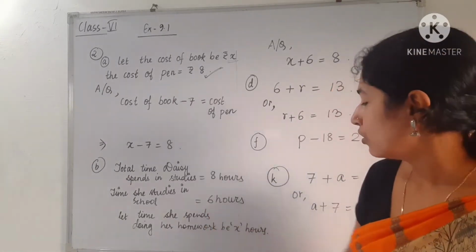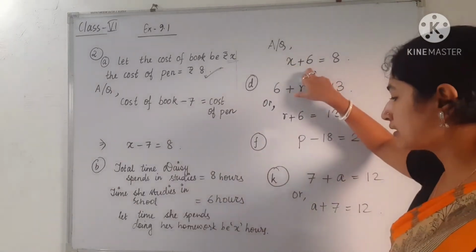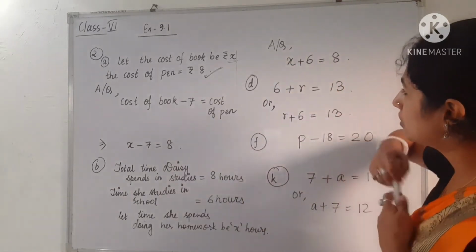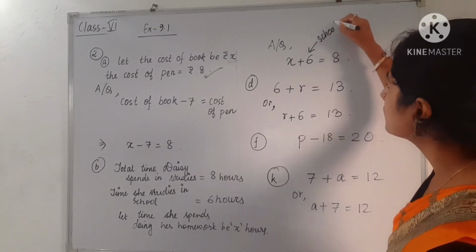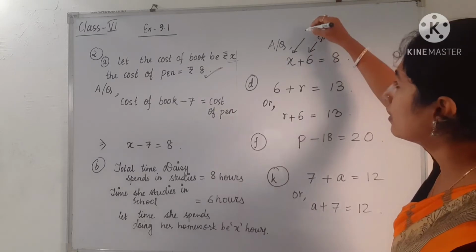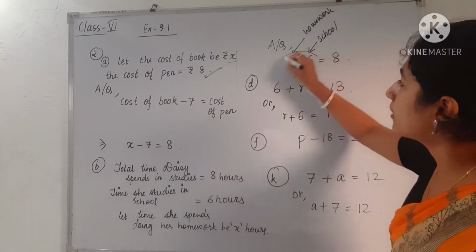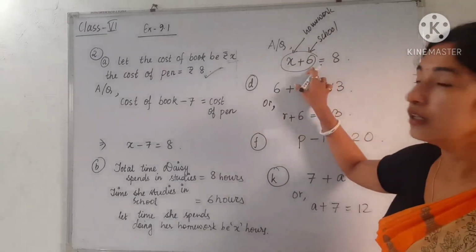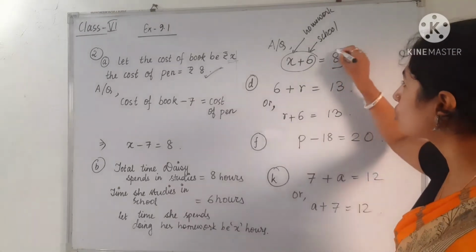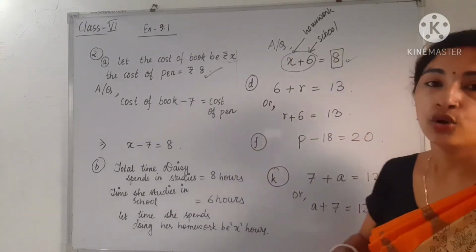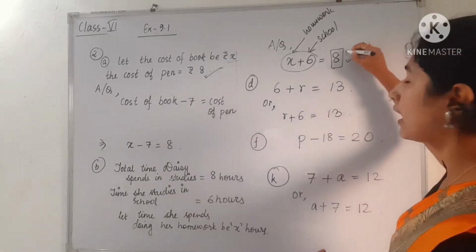This 6 hours she used to study in school. So according to this condition we can write x plus 6: this is the time she studies in school, and this is the time she used to do her homework. And if we add the two times, then we will get 8. Why are we getting 8 here? Because this is the total time taken by her to do studies. In a day she used to study 8 hours.